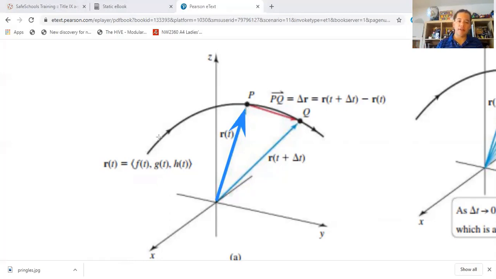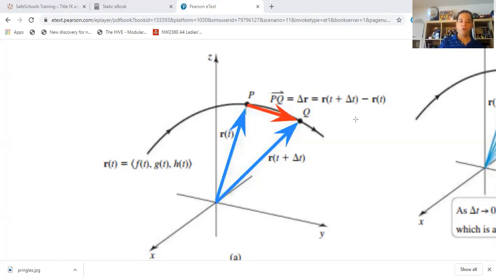And if the graph was like this one, where it's moving towards the right, then after a little bit of time, you would be here. That's r of t plus delta t. Then what's the difference? The difference vector, the second one that I drew minus the first one, is this red one over here. So that's the difference vector.